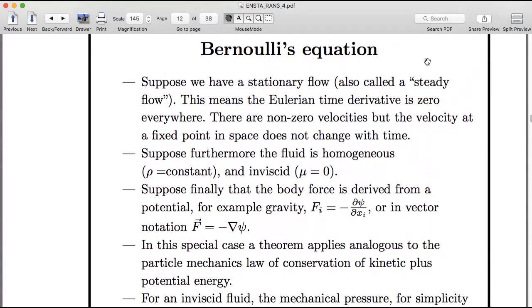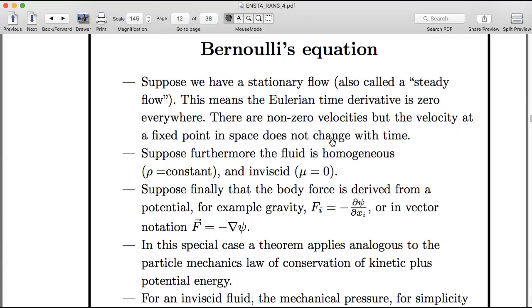Let's look at Bernoulli's equation, which is going to be very useful in solving practical applications. So suppose we have a stationary flow. It's also called a steady flow. And what do I mean by that? I mean that the Eulerian time derivatives of any quantity are equal to 0. It doesn't mean that the velocities are 0. They can be non-zero, but it just means that they don't change with time.